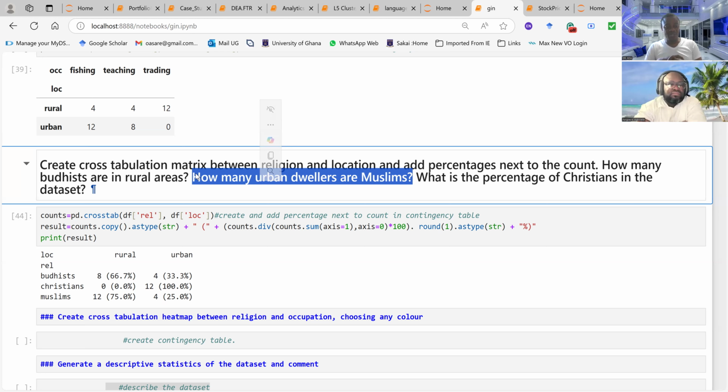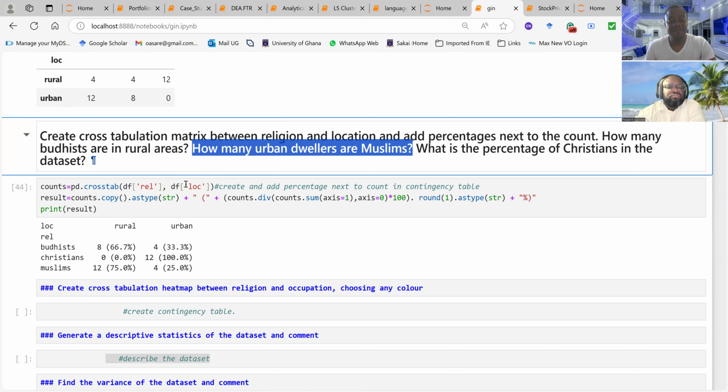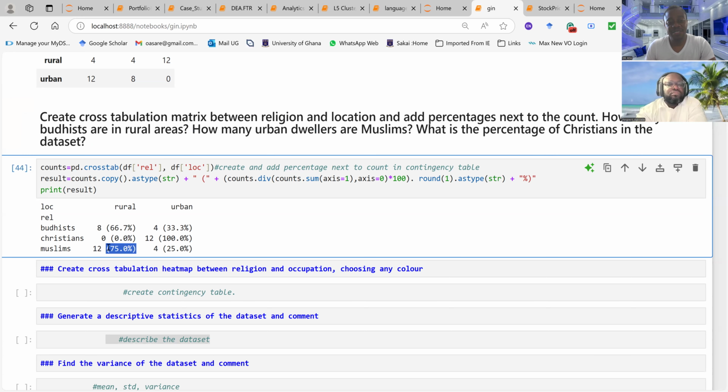So there are a series of questions you could add. For example, I could have asked you, what is the percentage of Muslims in the rural area? What will you say? 12%. Very good. Hey, no, that's not 12%. 75. 75%. Okay, that's what we are looking at.